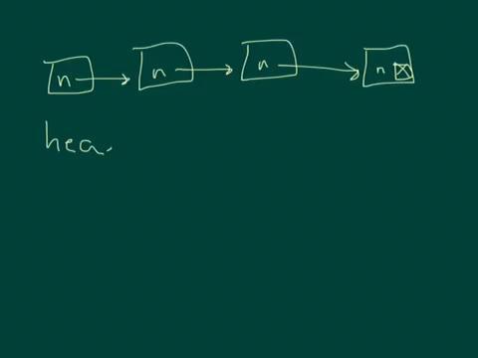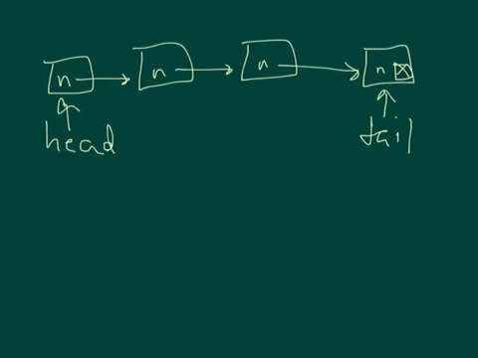Head would point here, and just like that, we would also maintain a tail that points to the last item of the list. This way, when we want to do insert end or remove end, we don't have to call the head, we can just call the tail.